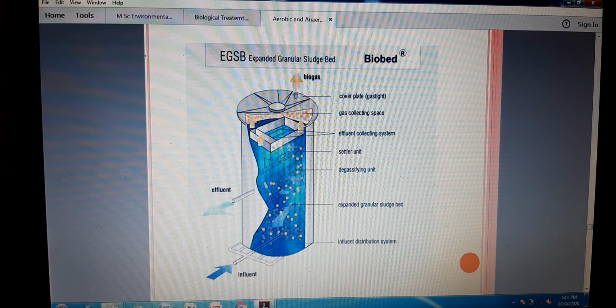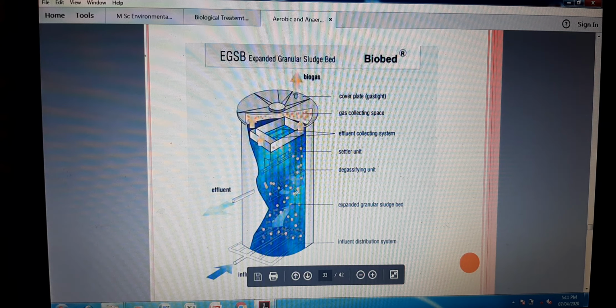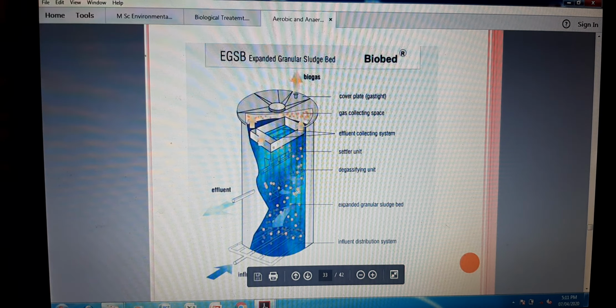The settler unit is there, and the degasifying unit, meaning the gas that is formed is degasified by using the material. Expanded granular sludge bed is there. So this is the overall structure of this expanded granular sludge bed. Okay.